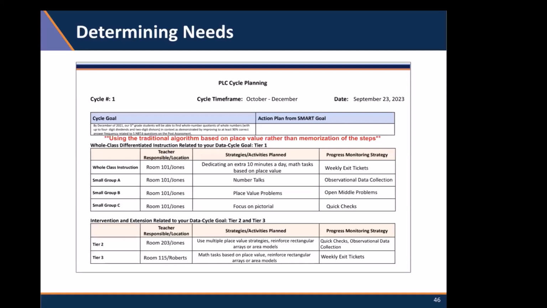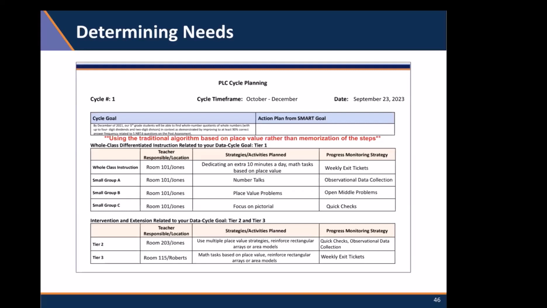This is an example of this planning checklist filled out. So we can see at the top here, we have our cycle goal so that we're always relating back to that. This is where we want our students to be. And we're making sure that we are not using the traditional algorithm. We are teaching place value strategies. We do not want a memorization of steps.